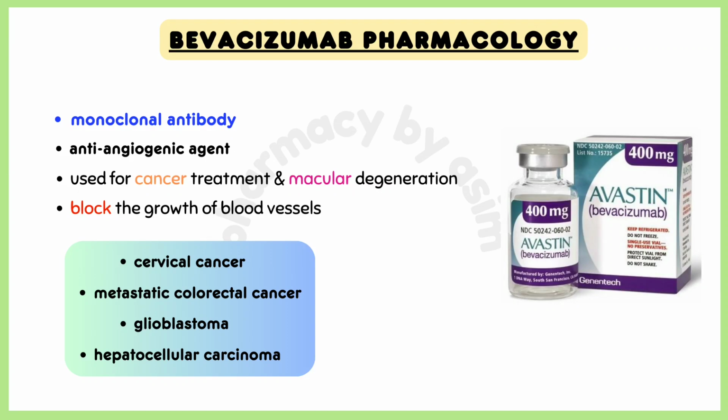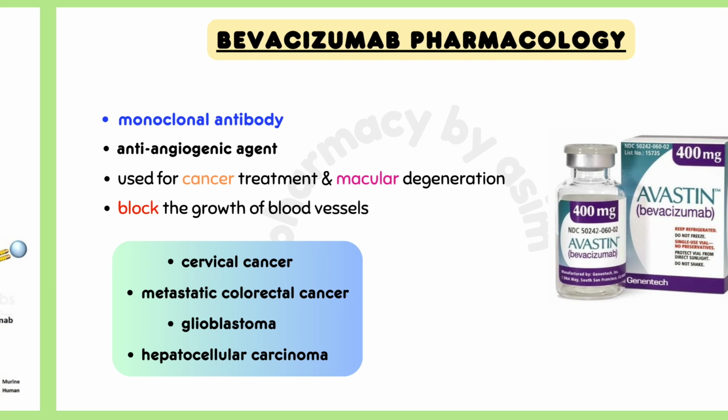Bevacizumab is a monoclonal antibody, known as an anti-angiogenic agent. Bevacizumab is used for cancer treatment, as well as macular degeneration. It works by blocking the growth of blood vessels that supply food and oxygen needed for tumor growth. It is indicated for treatment of cervical cancer, metastatic colorectal cancer, and glioblastoma.